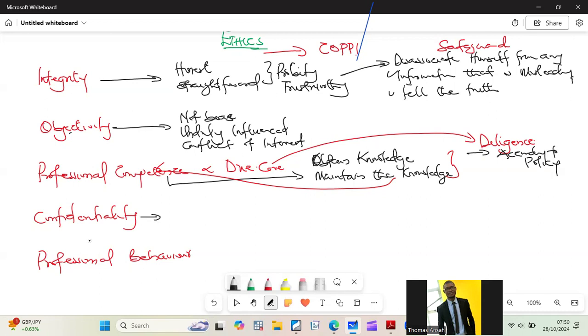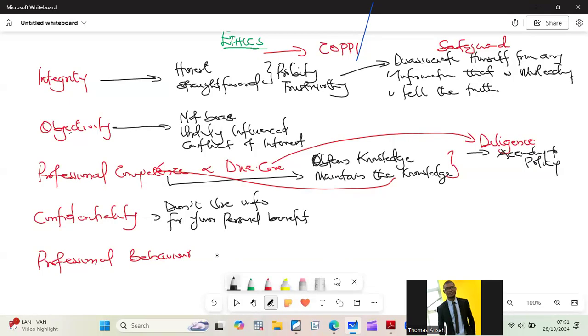Confidentiality. What does confidentiality mean? Confidentiality simply means that you don't use the information you get at work for a third party. You don't communicate that to a third party for your personal benefit. You don't do that. So it means do not use information for your personal benefit.